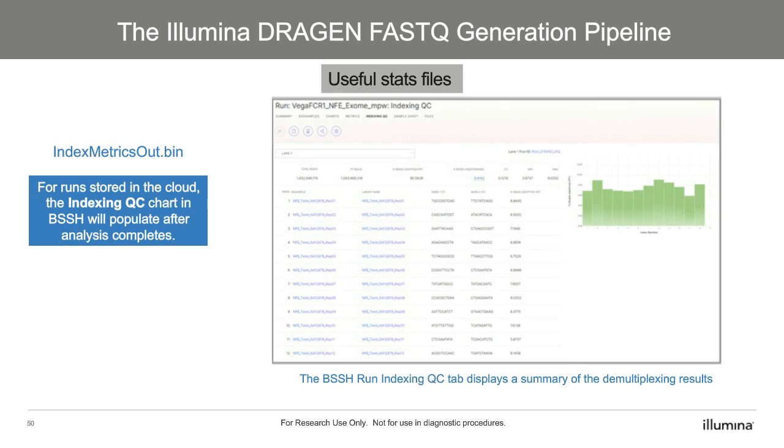Okay, so now let's talk about some of the stats files that get generated with the FASTQ generation pipeline. The first one is going to be the index metrics out.bin, which is a binary file that contains a summary of the demultiplexing results. The contents of the index metrics out.bin are visualized either in BaseSpace in the Run Indexing QC tab, and that's what we have an example of here, or in the SAV Indexing tab. Now, for cloud, hybrid, and local runs that use cloud storage, the Indexing QC chart in the BaseSpace Run Summary tab is going to populate once the run completes and all of the files have been uploaded. For local runs that use only local storage, the Indexing QC metrics can be viewed in SAV, and we're going to take a look at that in the next slide.